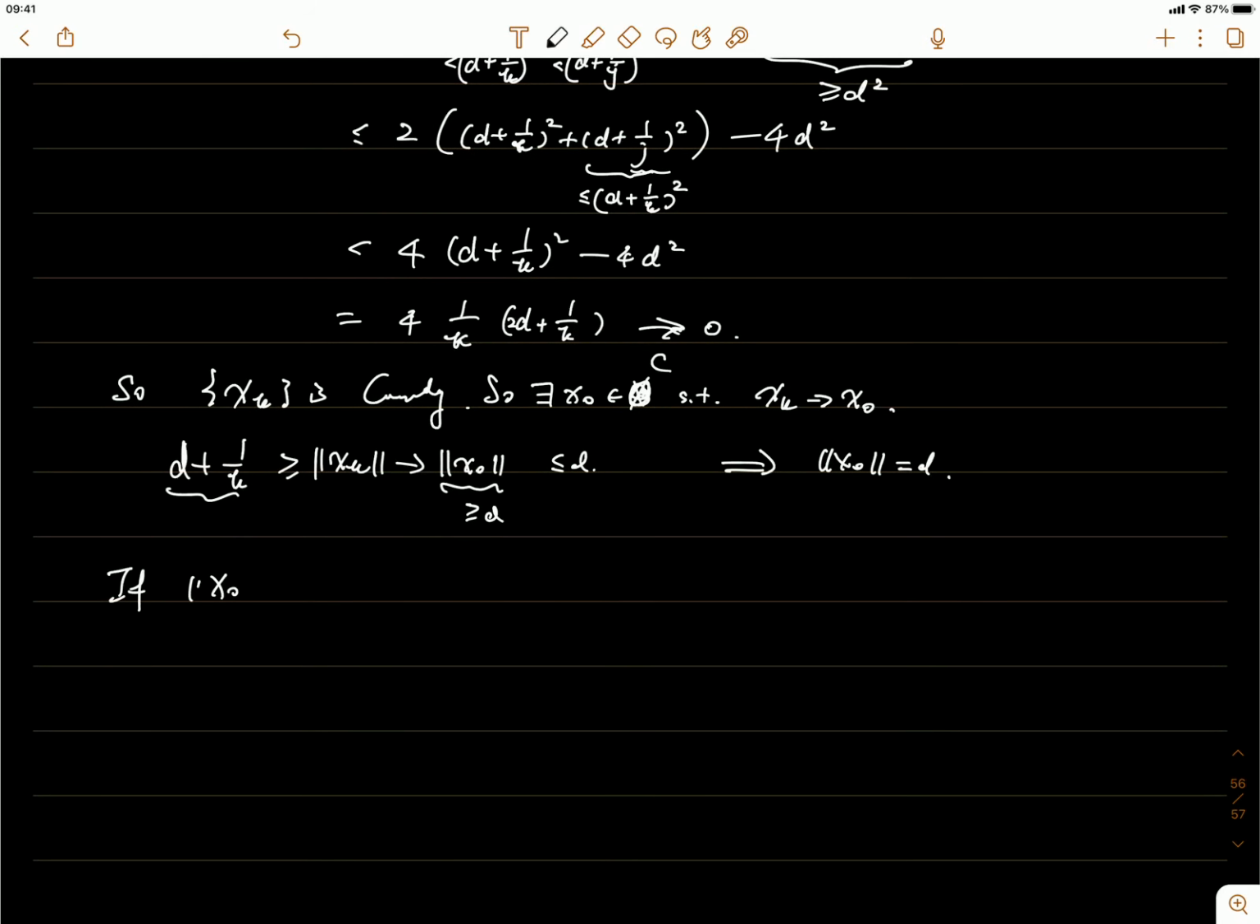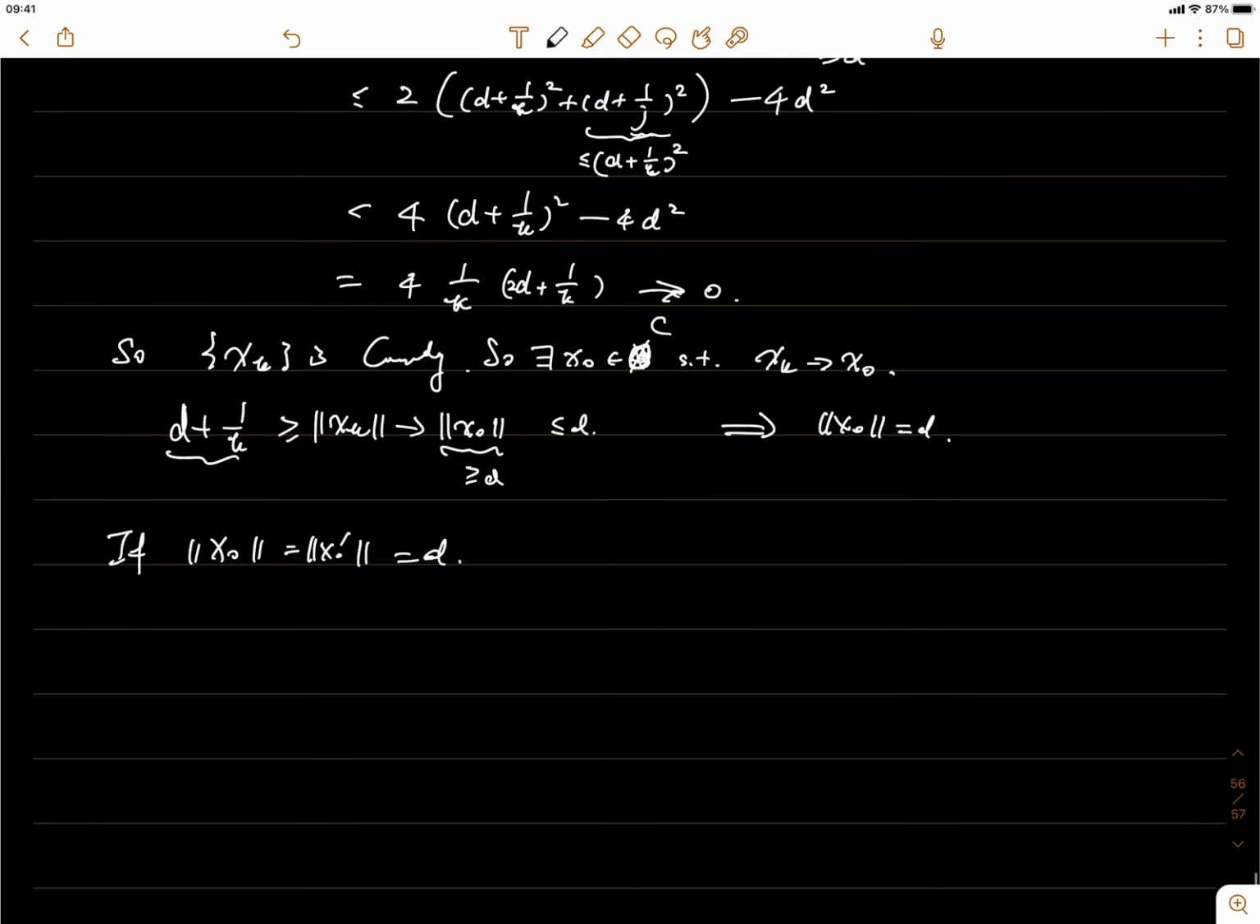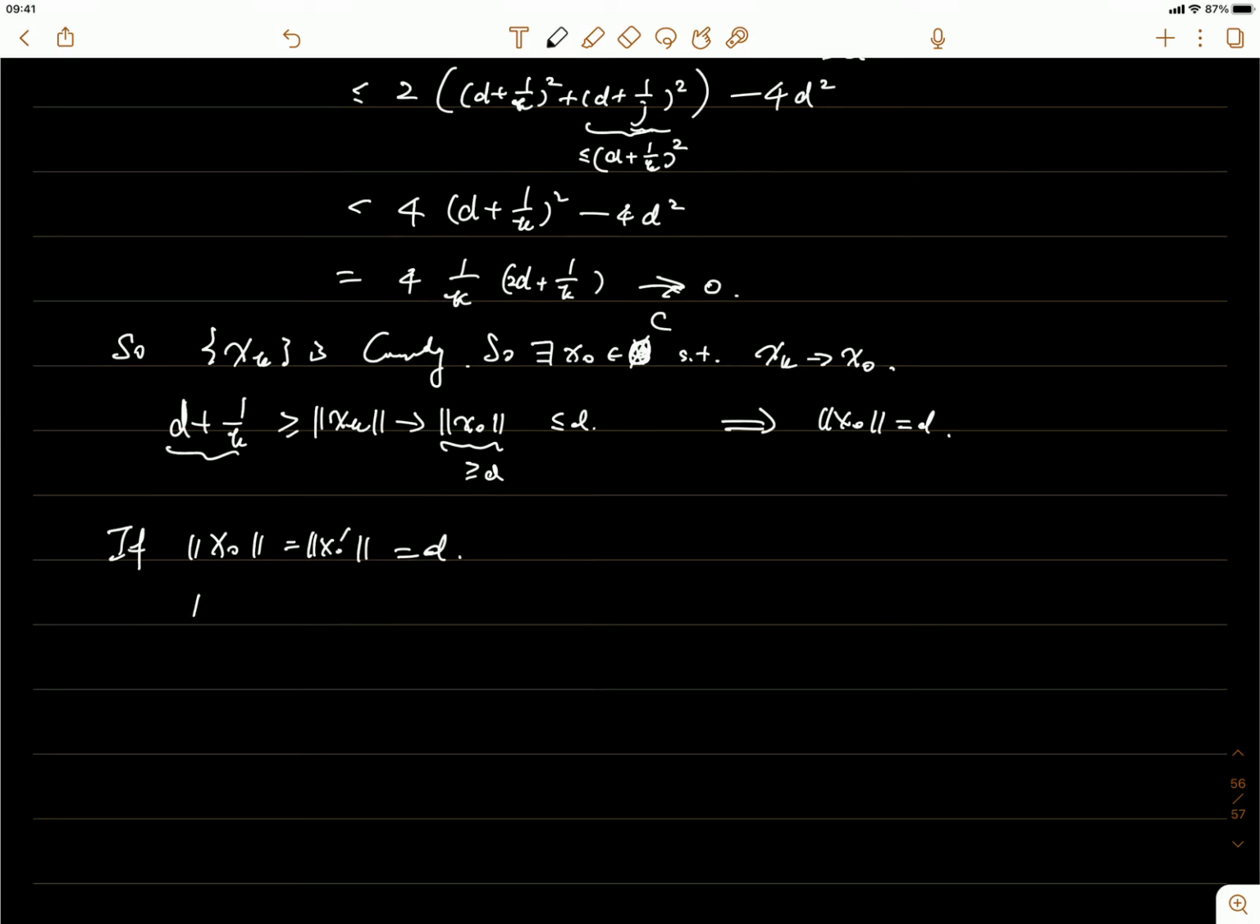If both x naught and x naught prime are the projection, then they both have the norm d. They both have the norm d, right? And from here you can see that x naught minus x naught prime squared, according to the parallelogram identity, we have this square plus this square minus x naught plus x naught prime squared.